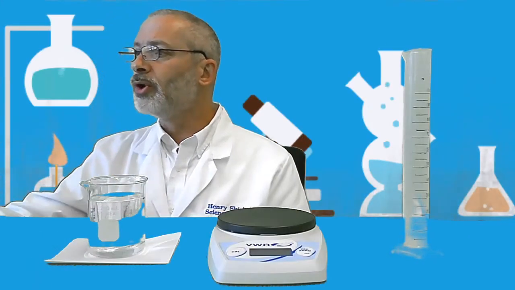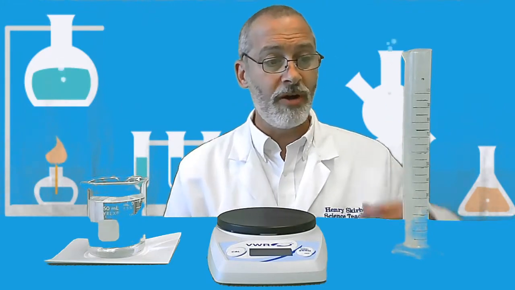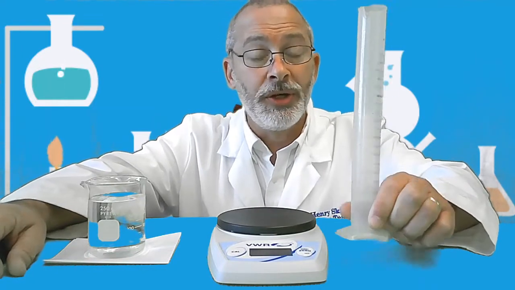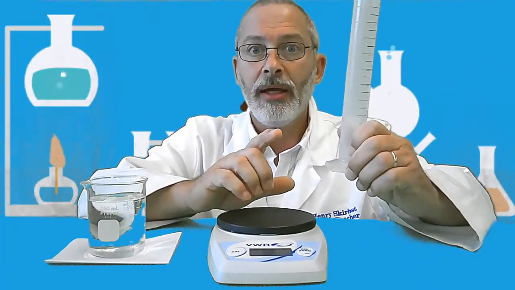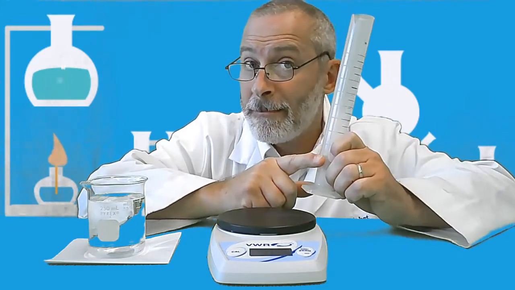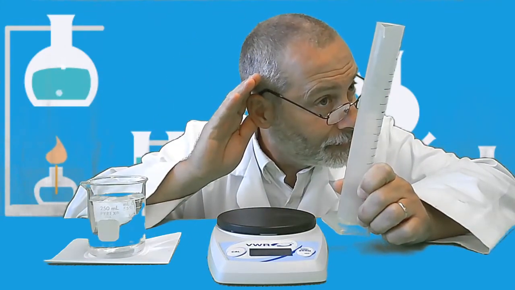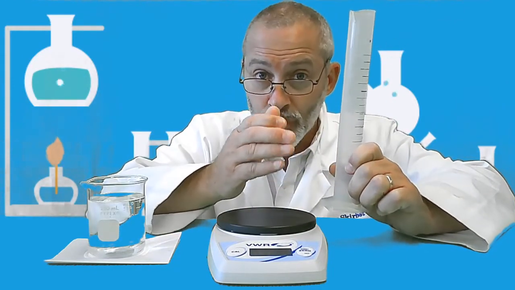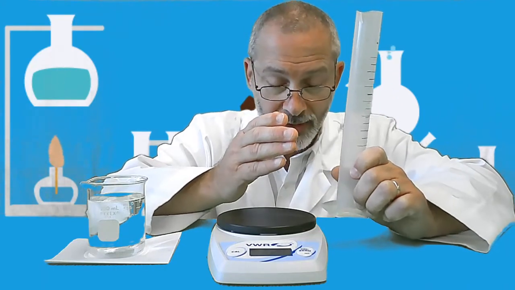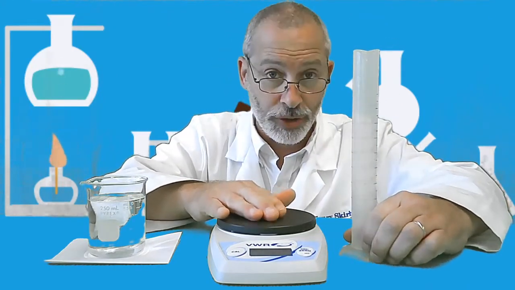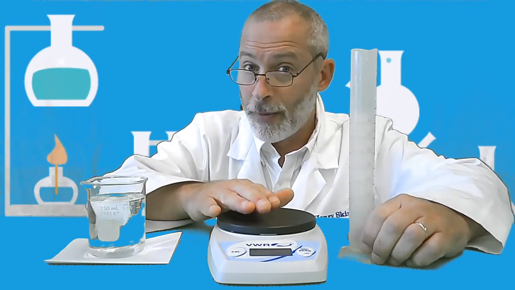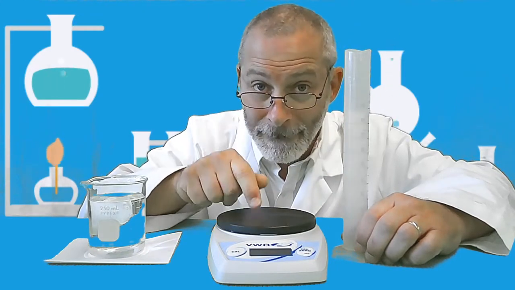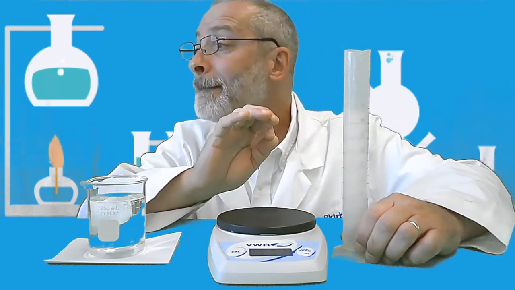So here is our close-up view of the lab. I have a graduate, or a graduated cylinder. By the way, everybody, what does a graduate measure? Okay, it's volume. A graduated cylinder measures the volume of liquids. And I have a digital balance here. And what does a digital balance measure? Nice job. Mass, not weight, mass.